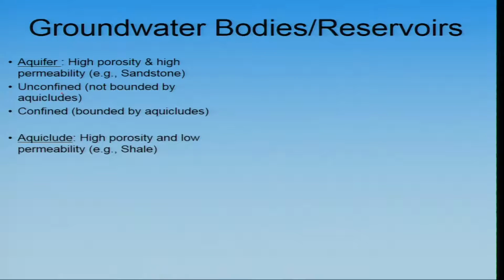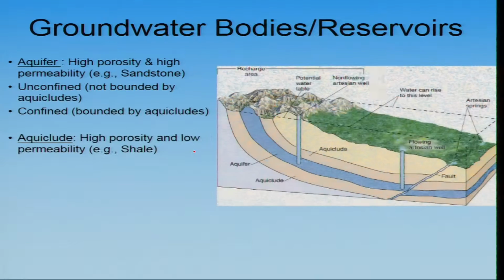So, unconfined aquifers will not be bounded by any aquiclude, whereas the confined one will be bounded by aquicludes. You have the layer with high porosity, but it will not allow the water to percolate down or flow through. So, this is an example of that. This is an aquifer with a blue portion, and the lighter ones are the aquicludes.